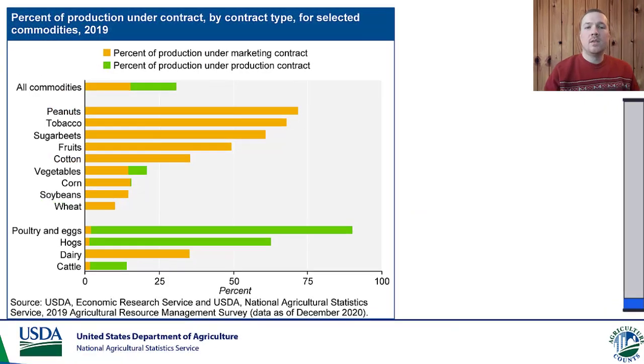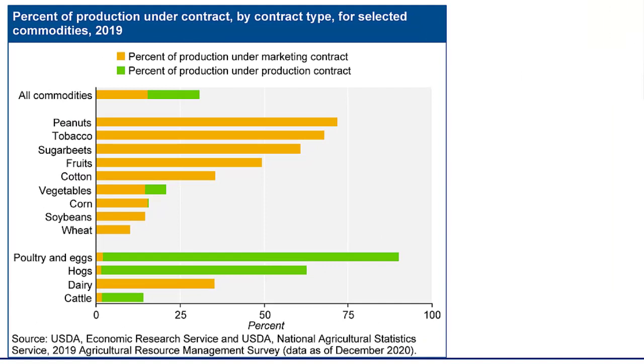Breaking it down further, marketing contracts are commonly found with peanuts, tobacco, sugar beets, fruits, cotton, and dairy operations. They are shown in orange on this chart. The green portion represents production contracts, which are commonly found with poultry and hog farms, vegetable growers, and some types of beef cattle operations like backgrounders and feedlots.